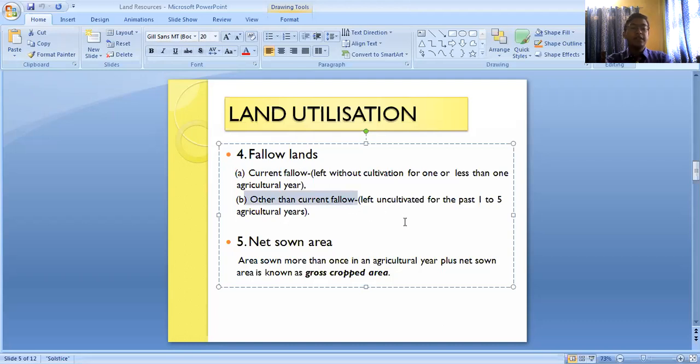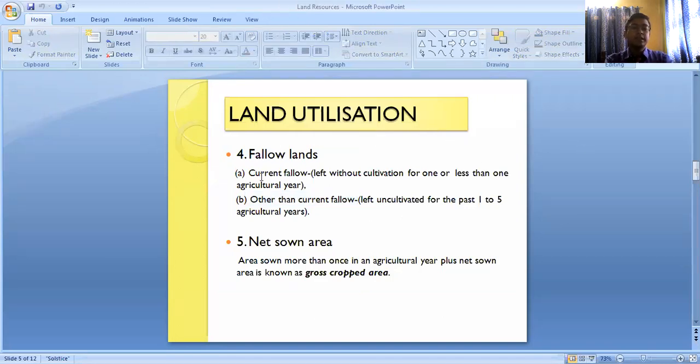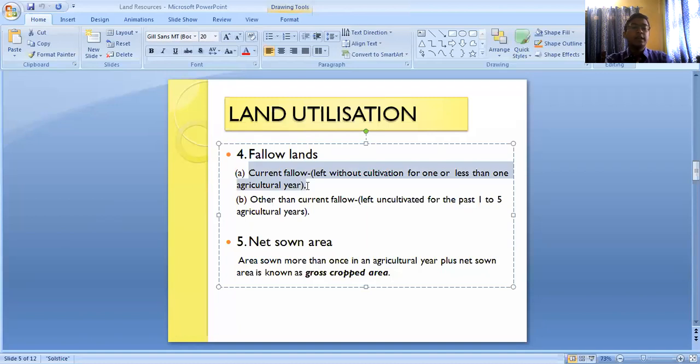Okay. Current fallow and other than the current fallow, these are the two types of fallow land. Here you can see the current fallow. What is current fallow? Current fallow basically includes those parcels of agricultural land which are left uncultivated for one or less than one agricultural year. That means cultivation has not been done in a parcel of agricultural land for 1 year or less. That is known as the current fallow.